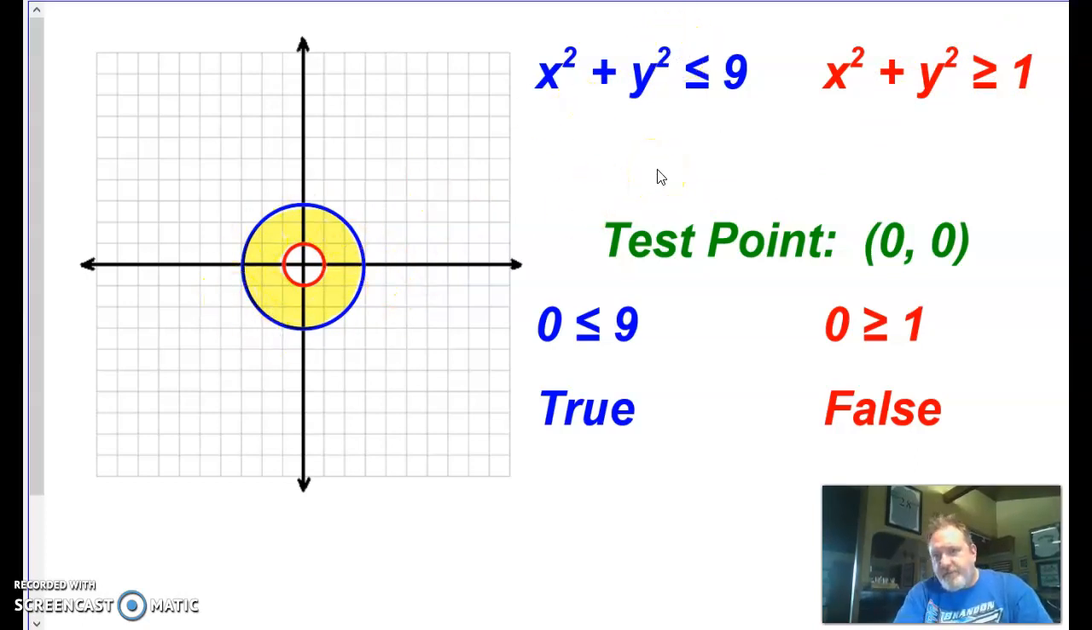Both solid. And here I can use 0, 0, so that's what I did. So for the little circle, if I put 0, 0, that's false. So I'm going to shade away from the red circle. And for the blue one, 0, 0 is true, so I'm going to shade towards. Now remember, it's got to satisfy both. So the region that's going to satisfy both of these, greater than this circle and less than this one, is this area right here. So we have this donut-looking shape because that is the solution region that satisfies both.